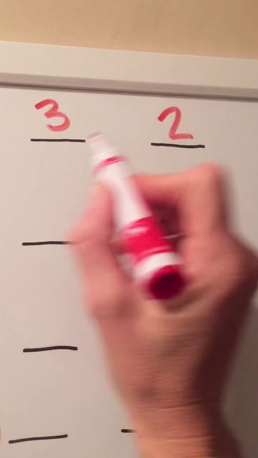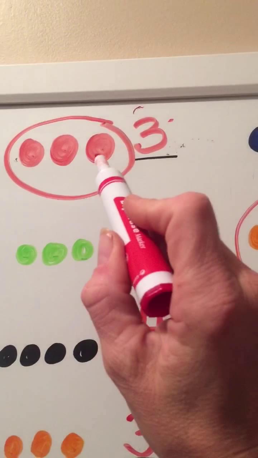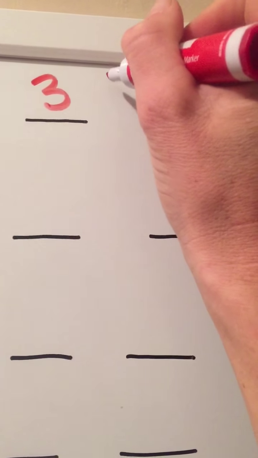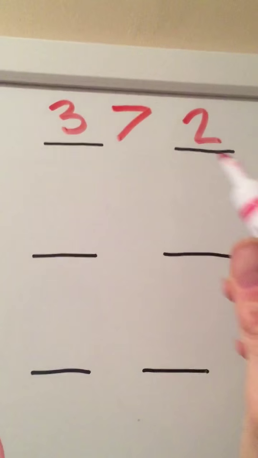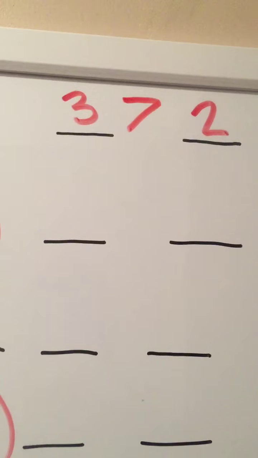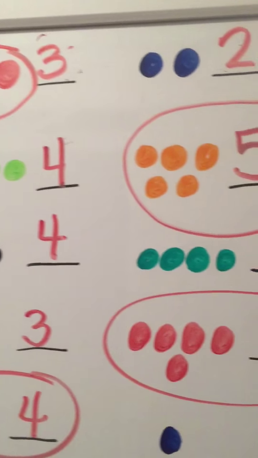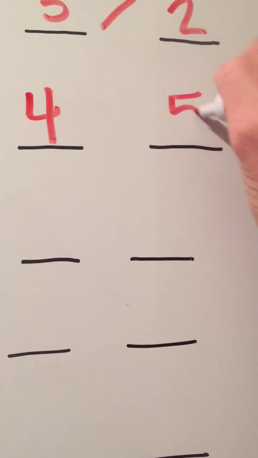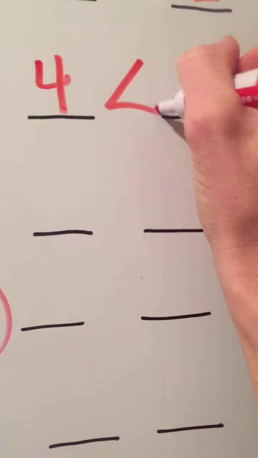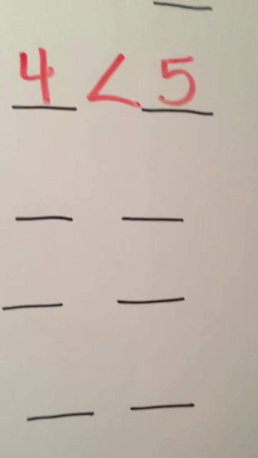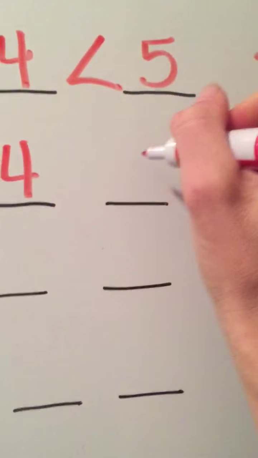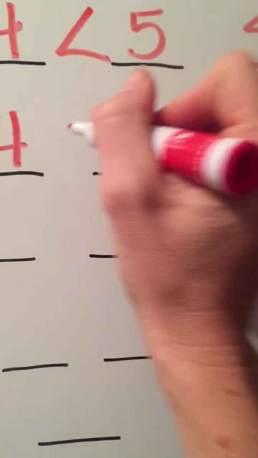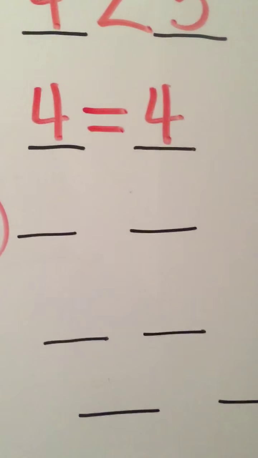So here we have 3 and 2. We already decided that 3 was greater than. So we're going to use the symbol where the alligator mouth is eating the 3. And let's come down and bring the 4 and the 5. And in this case, the symbol would be going this way because 5 is greater. Here we have the 4 and the 4, and we already decided that those two were equal.